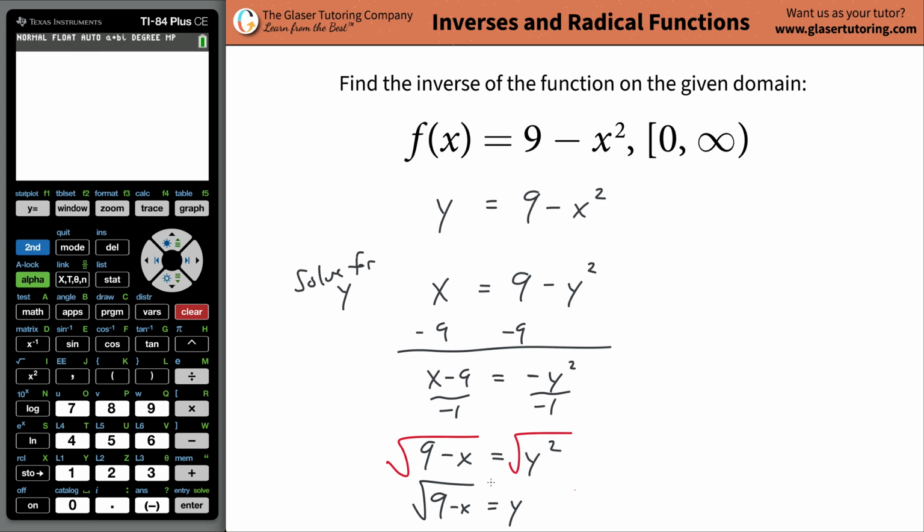Now, to clean this up a little bit, we're not going to leave it as a y at the end. We're going to turn it back into an f of x, but we're going to be careful, because we're going to write f to the negative 1 on the top to denote that it is an inverse function. And that's basically all there is to it.